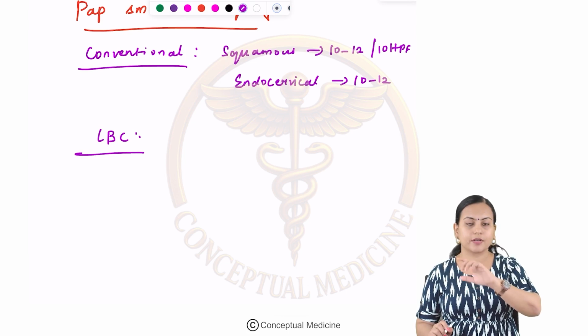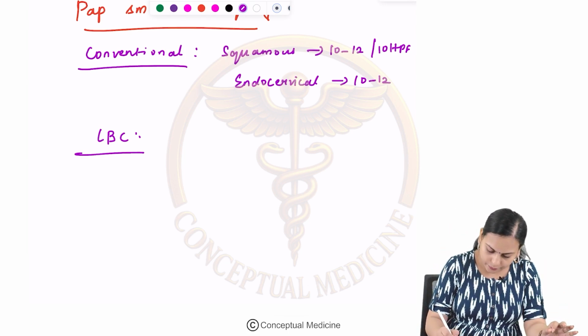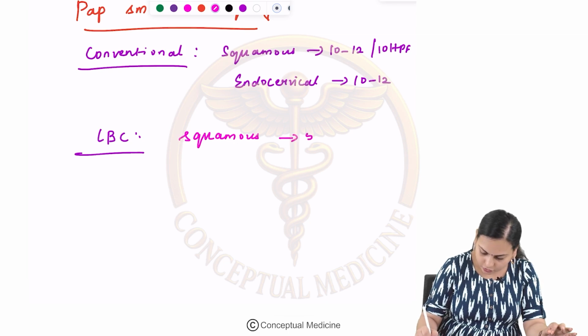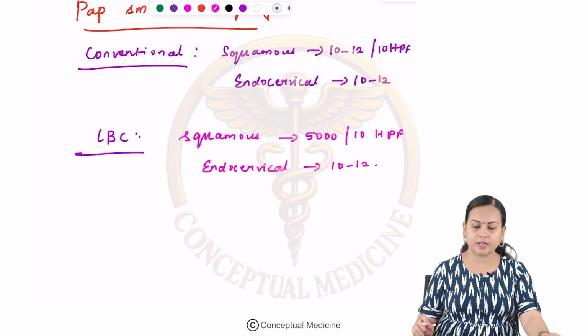It will be containing a preservative and it will be directly transported to the lab. Okay. So, here what you will do, the adequacy will be like, for the squamous cells, it should be 5000 cells per 10 high power fields, and the endocervical cells can be less also. Okay, 10 to 12. Clear?